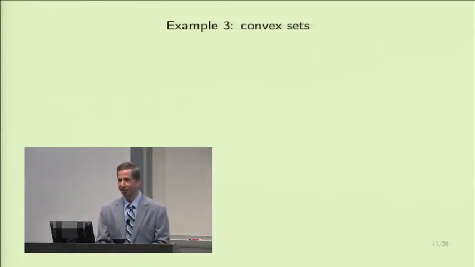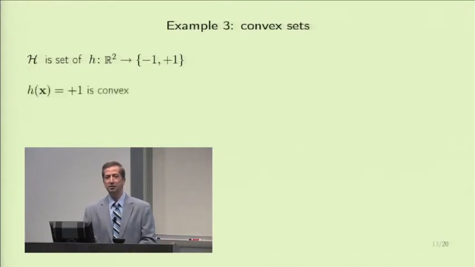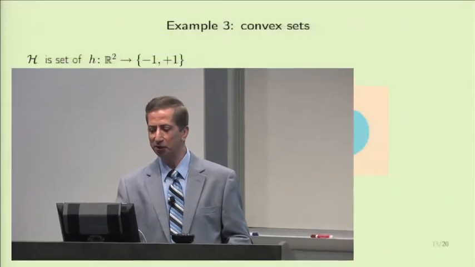Convex sets. This time, I'm taking the plane rather than the line, so it's R squared. And my hypotheses are simply the convex regions. If you look at the values of x at which the hypothesis is +1, this has to be a convex region. Any convex region. A convex region is a region where if you pick any 2 points within the region, the entirety of the line segment connecting them lies within the region. That's the definition.